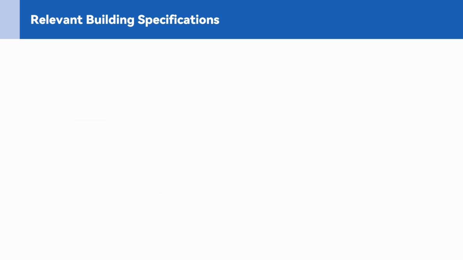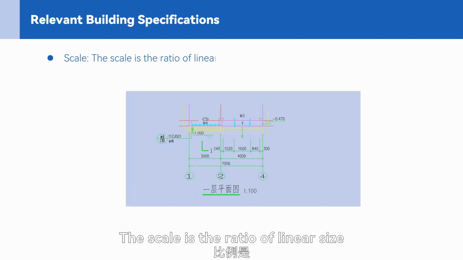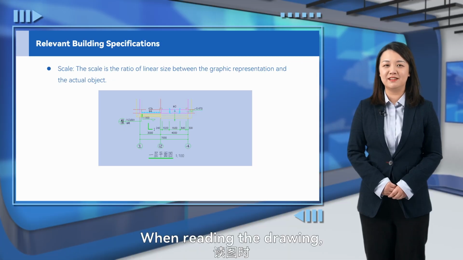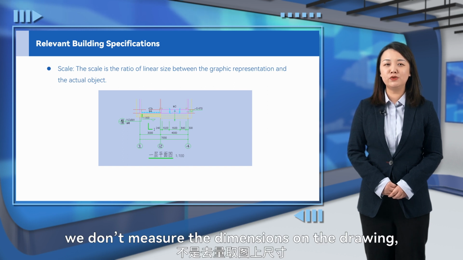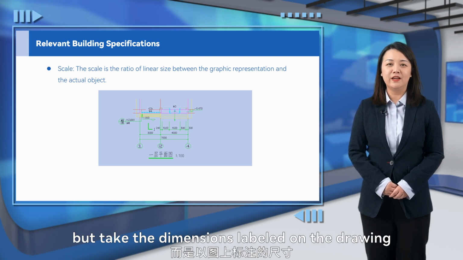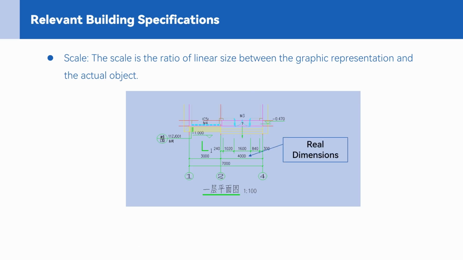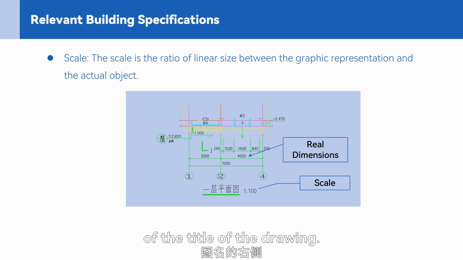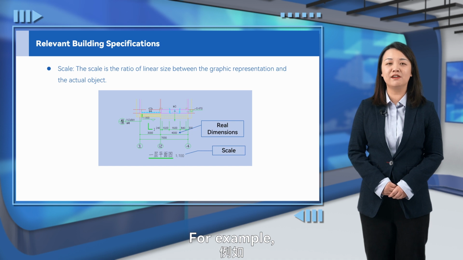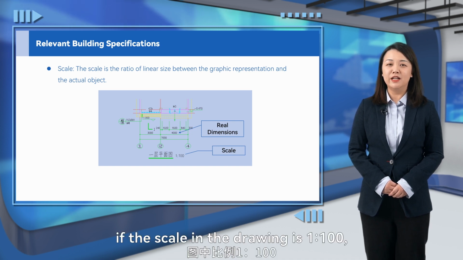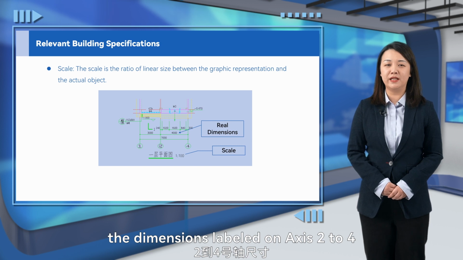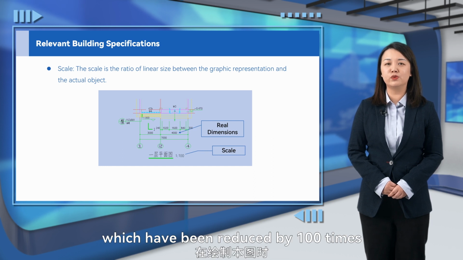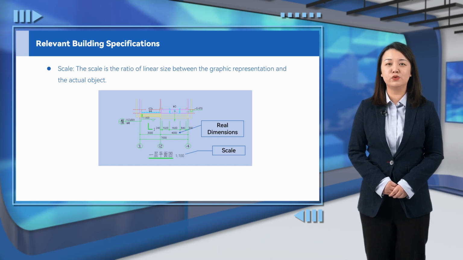Scale. The scale is the ratio of linear size between the graphic representation and the actual object. When reading the drawing, we don't measure the dimensions on the drawing, but take the dimensions labeled on the drawing as the real dimensions of the object. The scale is represented by Arabic numerals and is generally written on the right side of the title of the drawing. For example, if the scale in the drawing is 1:100, the dimensions labeled on axis 2 to 4 as 4000 represent the actual dimensions of the building, which have been reduced by 100 times when drawing this diagram.